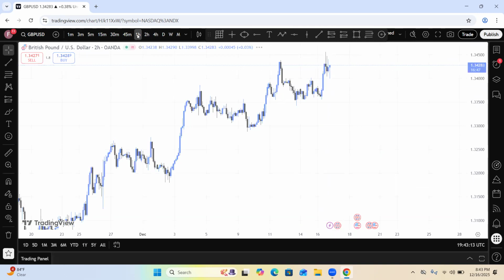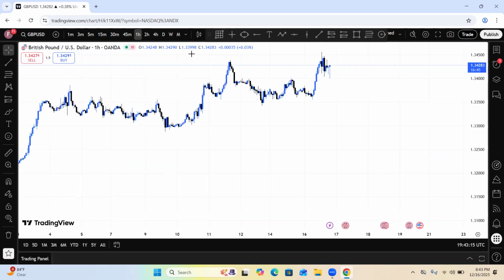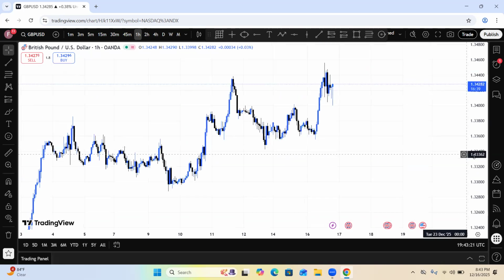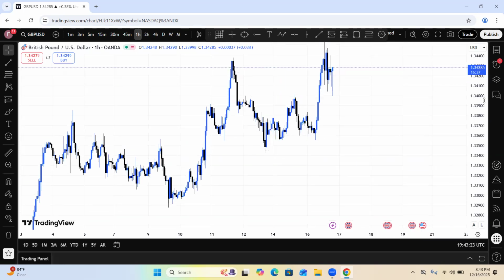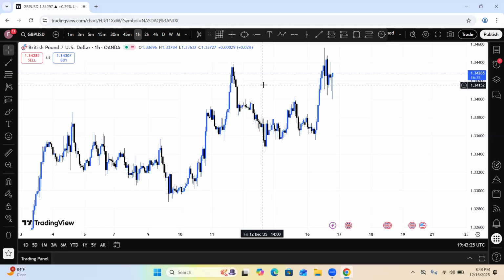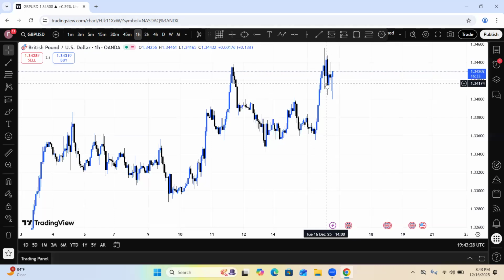If we go to the 1 hour time frame, every candlestick that you can see here took 1 hour to form. Am I making sense? If you don't understand, say I don't understand in the comments so that I will go back.